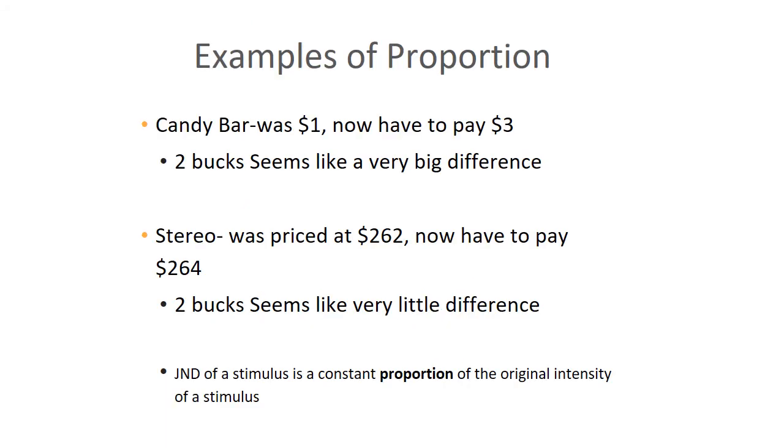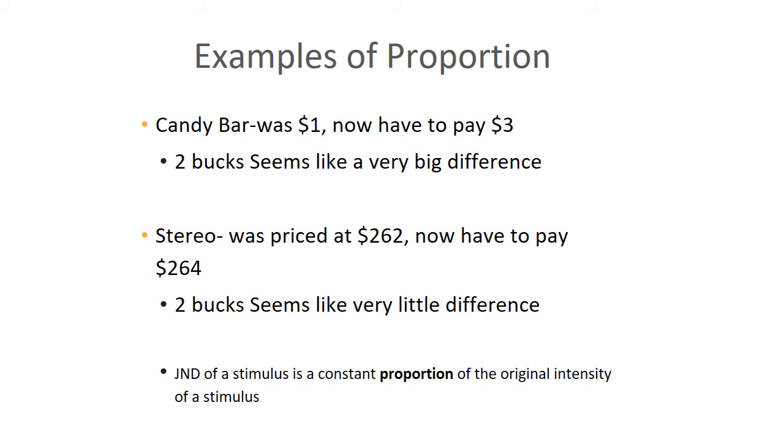So here are some examples of proportion. If you look at the bottom of the slide, the just noticeable difference of a stimulus is a constant proportion of the original intensity of a stimulus. So if we have a candy bar that was $1 and now we have to pay $3, that $2 seems like a very big difference.